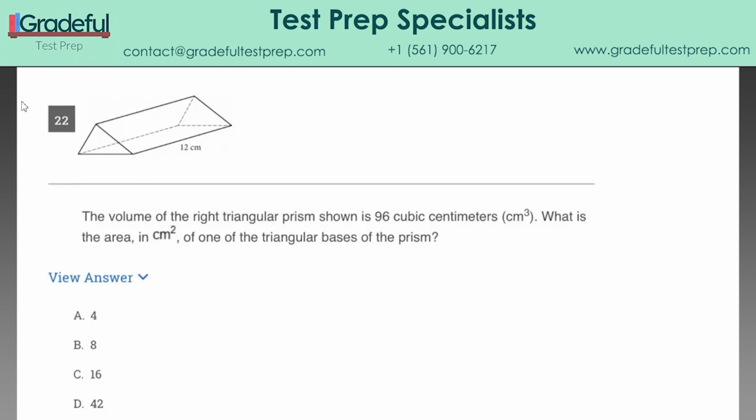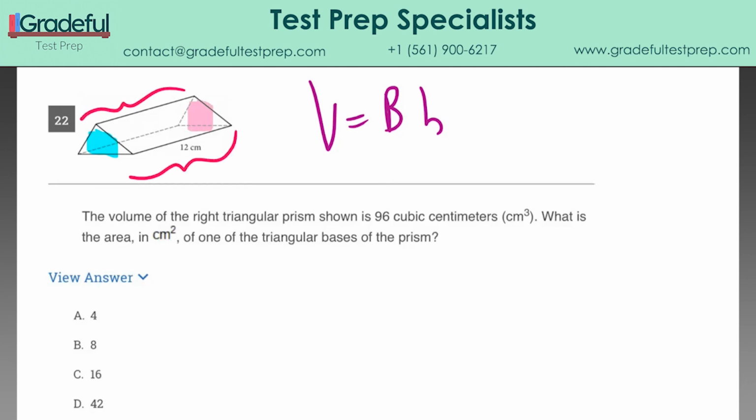Question 22 is asking us about the formula for the area of a prism. Now, first of all, what is a prism? It's when you have the same shape at opposite sides of a 3D figure, and they're stretched apart like an accordion. So here we have this blue triangle here, and this pink triangle, and they're identical to each other, and they're stretched apart like an accordion. So this is the h, the distance between the bases, and the volume is the area of the base.